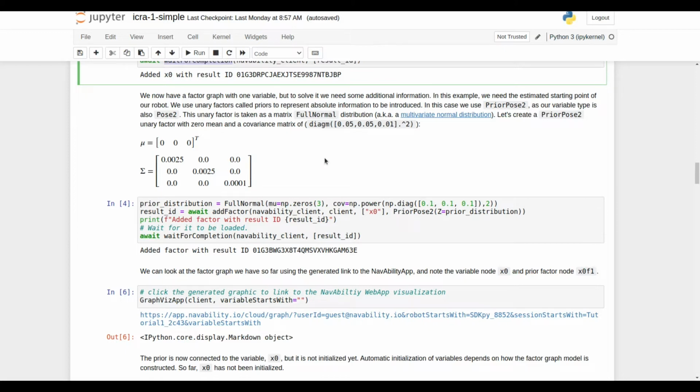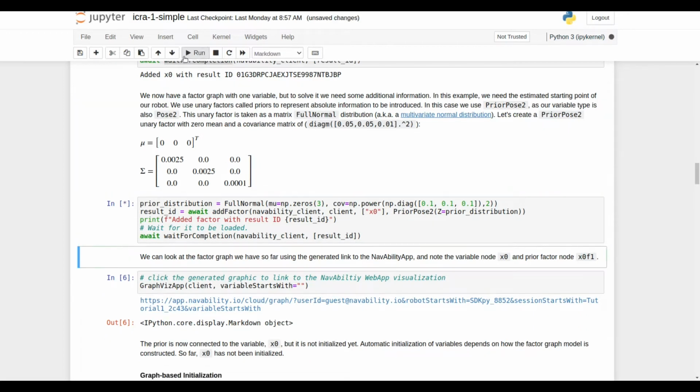In this example, we need the estimated starting point of our robot. We use unary factors called priors to represent absolute information to be included about that variable, for example, a GPS measurement. In this case, we use PriorPose2 as our variable type is also a Pose2. Priors can be represented by distributions. Here we create a multivariate normal distribution using the fullNormal function to create a PriorPose2 factor with zero mean and a covariance matrix as seen here.